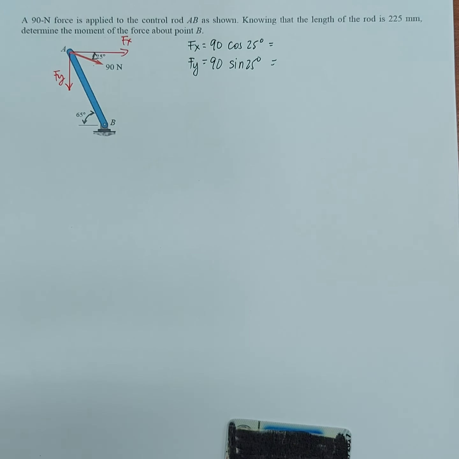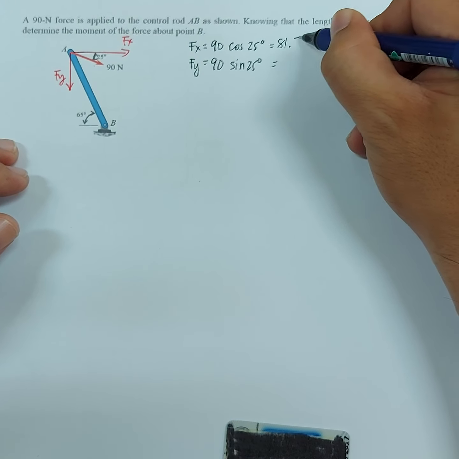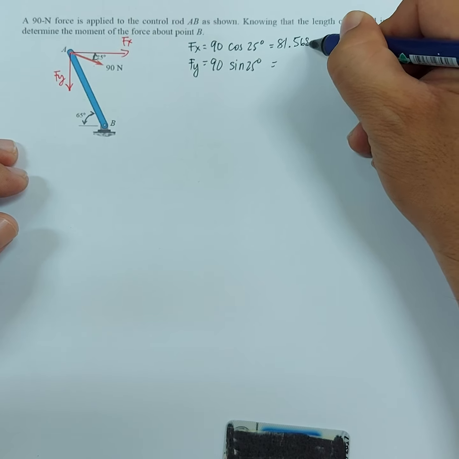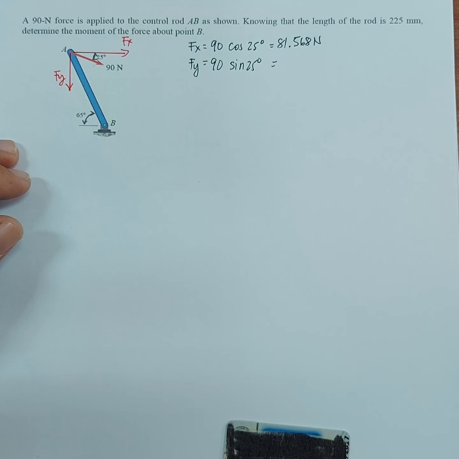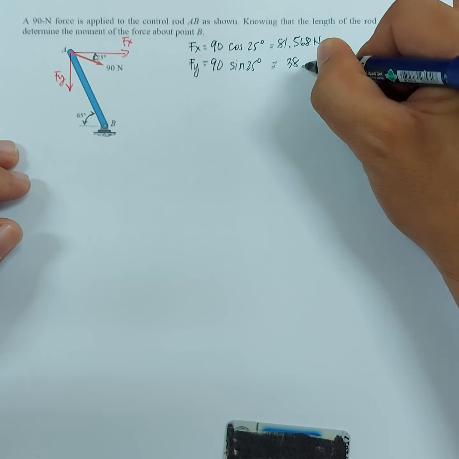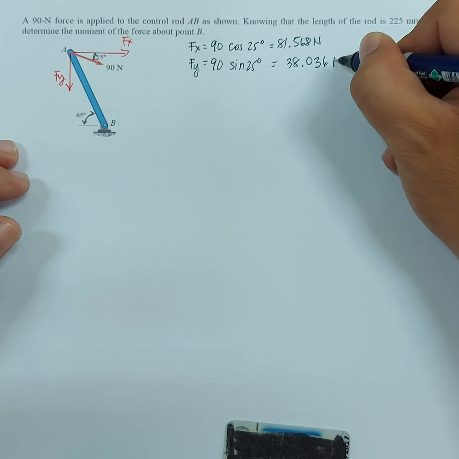Alright, Fx is 81. Is it 81? I think so. So, 81.568 newtons. Fy is... wait lang. Compute natin. Sine. It's 38.036 newtons.